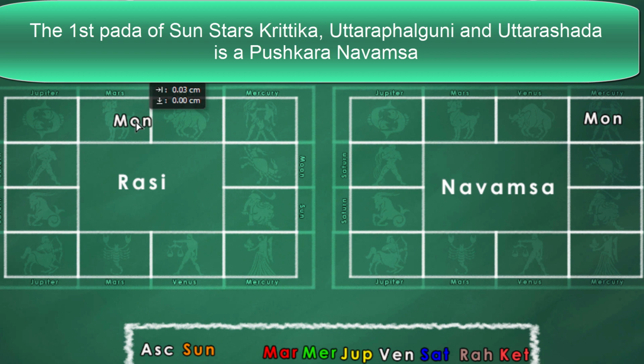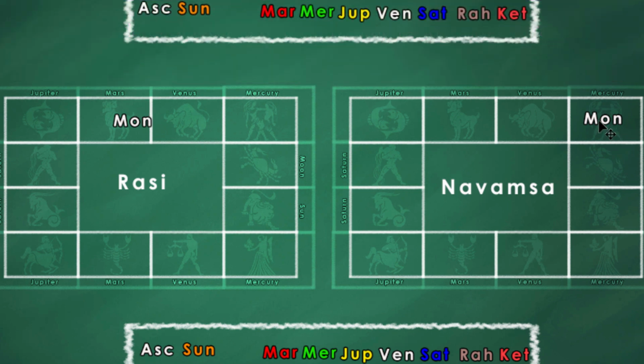So let's do it. Now let's assume that the moon is here in the last part, the last pada of this particular sign, and you would like to know where the moon is going to be placed in the Navamsa. So here it is 1, because we know that the last part here, which is the 9th part, the counting starts from here: 1, 2, 3, 4, 5, 6, 7, 8, 9. So in the Navamsa, you will always find the moon here, if the nakshatra is Krittika first pada, and this is a Pushkara Navamsa.